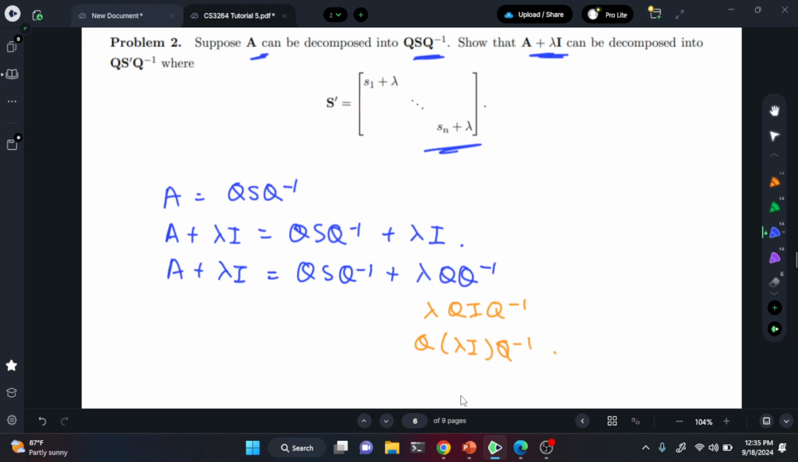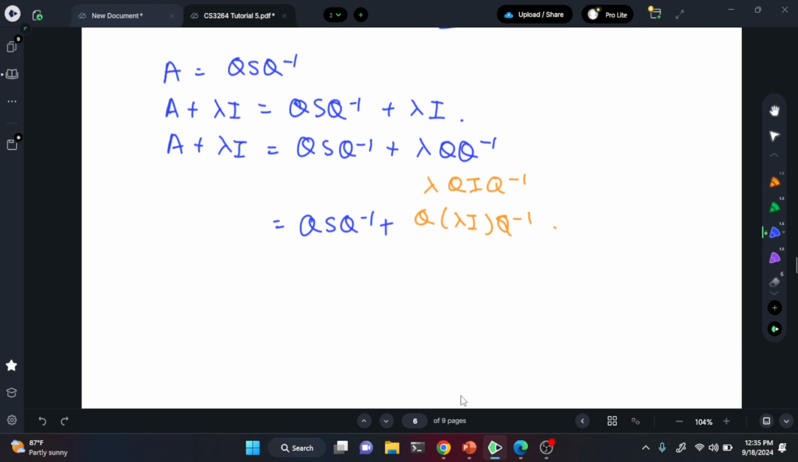So at this point, my equation will now become this is just QS Q inverse plus Q lambda I Q inverse. Note that the Q itself doesn't have to relate to this I, but then I know that Q inverse is just I. Okay, so I can rewrite it this way, then I insert again the I here. This is one way of expanding it. Any questions?